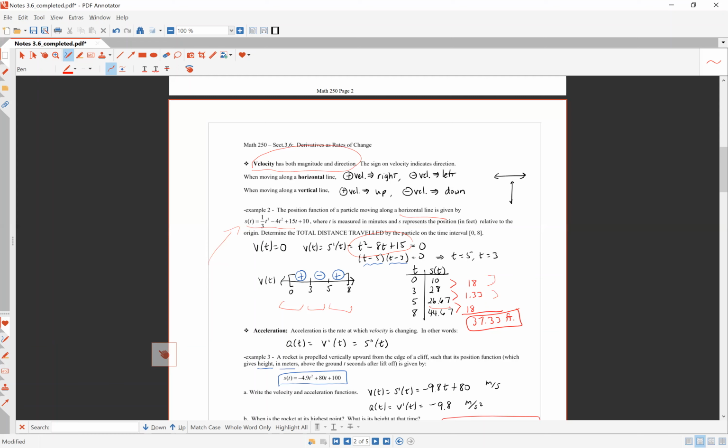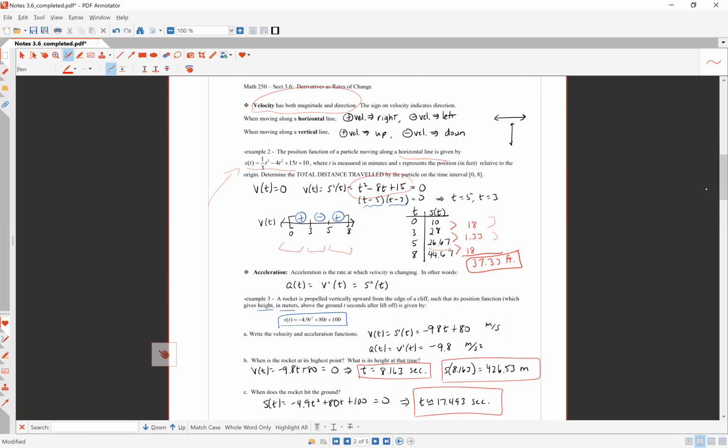Starting at t equal to 5 minutes, we've turned around and we go back to the right, and at 8 minutes, you're at position 44.67. How far have you gone from 5 minutes to 8 minutes? You just take the difference. You've gone another 18 feet. So you just add those 3 numbers up, 18 plus 1.33 plus 18 feet, and you get about 37.33 feet.